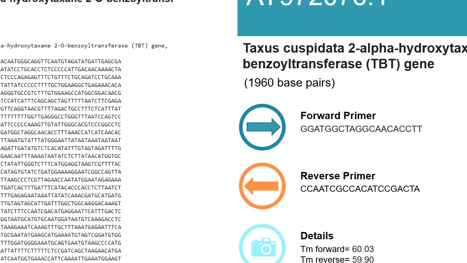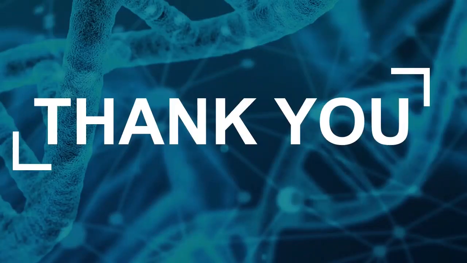And the last one is Taxus cuspidata 2-alpha-hydroxytaxane 2-O-benzoyltransferase gene. The Tm forward is 60.03, the Tm reverse is 59.90, the GC content is 55%, and the product length is 954. So that's all from us. Thank you.